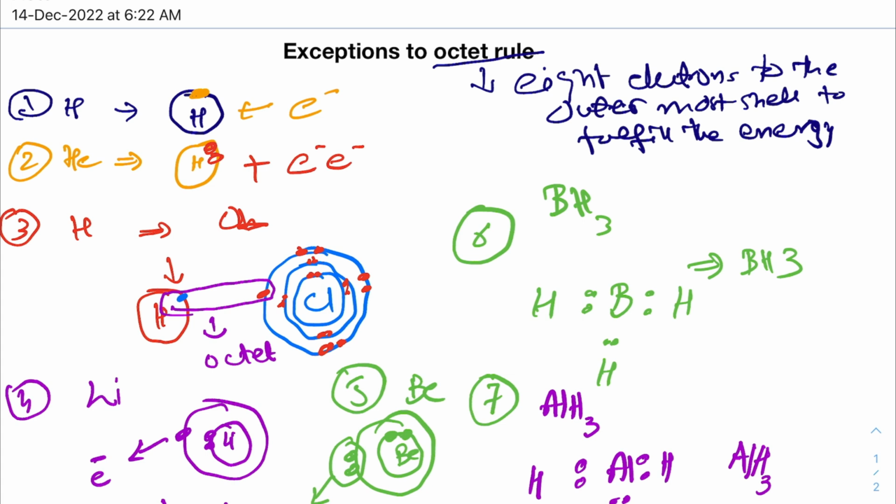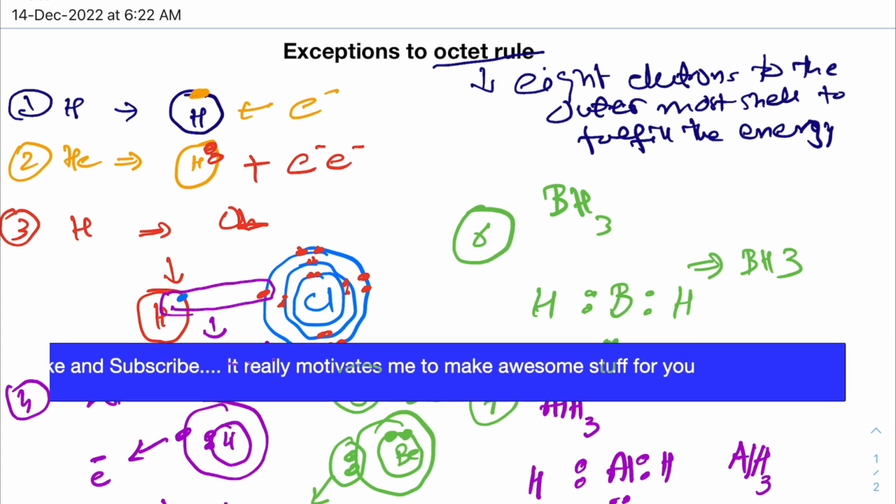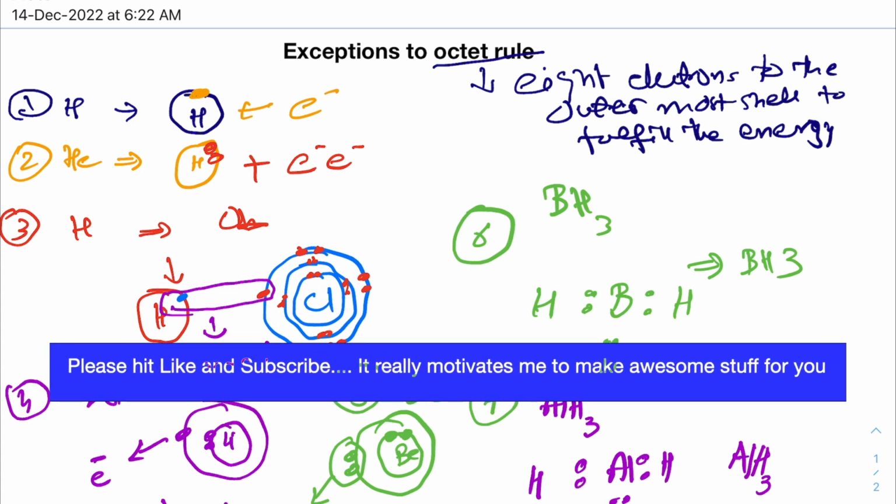So basically we learned about the exceptions of the octet rule. First we learned about the octet rule. The octet rule is that there should be 8 electrons in the outermost shell to fulfill the energy level of the element. So hydrogen is the first exception, in which it contains only 1 electron and requires 1 electron to fulfill its first shell. Then helium contains 2 electrons and requires 2 more.